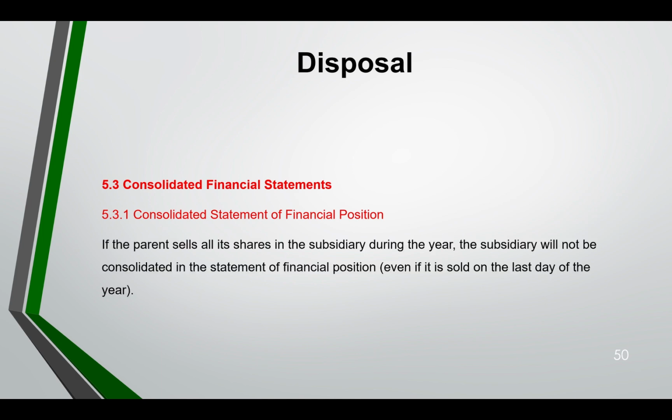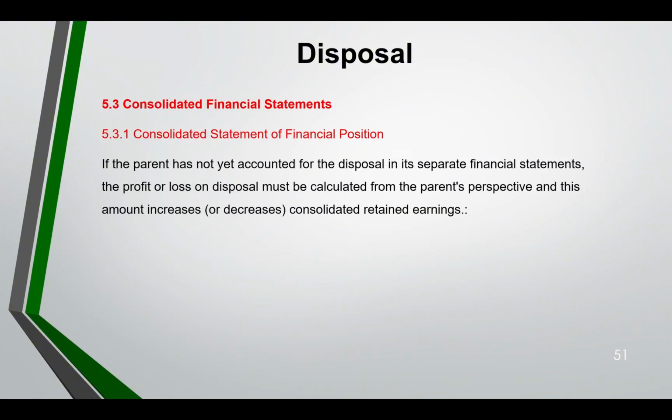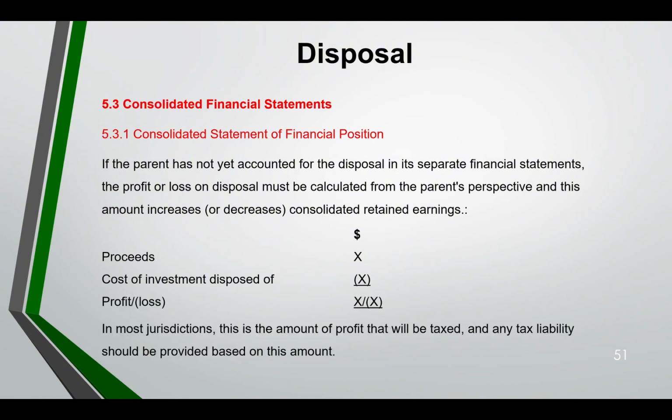Then consolidated. First, we'll go through financial position. If the parent is selling all of their shares in that subsidiary, the subsidiary will not be presented in the consolidated statement of financial position, even if it is sold on the last day of the year. If the parent has not accounted for this disposal in their separate statements, you have to calculate the profit or loss from the point of view of the parent, and this amount will increase or decrease the consolidated retained earnings. So proceeds minus cost of investment gives the profit or loss. In most jurisdictions, this profit will be taxable.